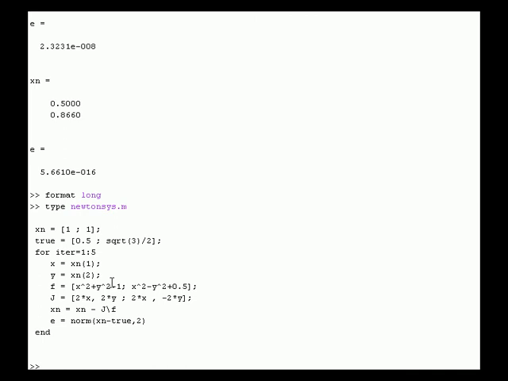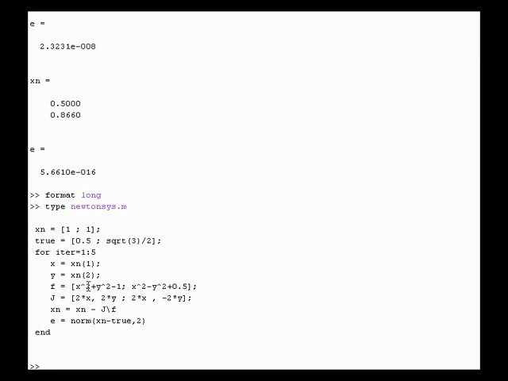Okay, let's do an example now. Here's a MATLAB program to solve the system of two equations. The first equation is x squared plus y squared equals 1. Second one, x squared minus y squared equals minus 0.5. We have to take everything on one side because Newton's method assumes that f and g are the functions that are equal to 0. So it turns out that one of the roots is x equals 0.5, y equals square root of 3 over 2.